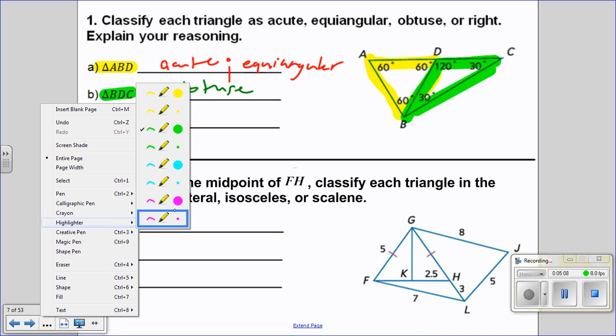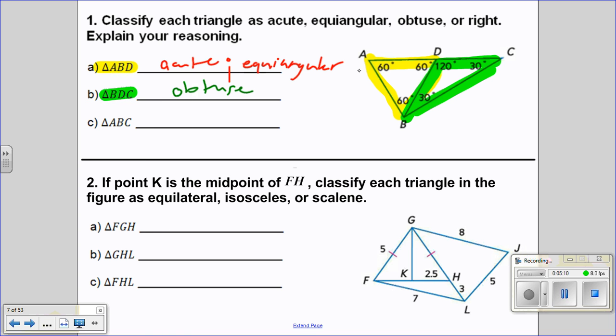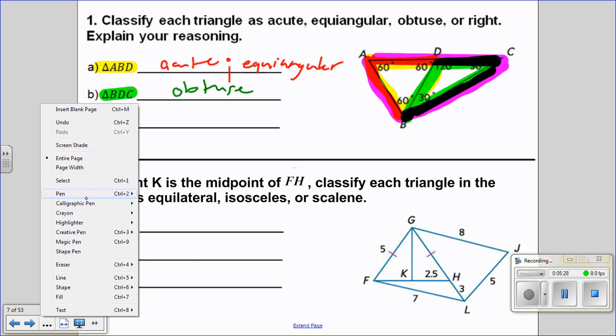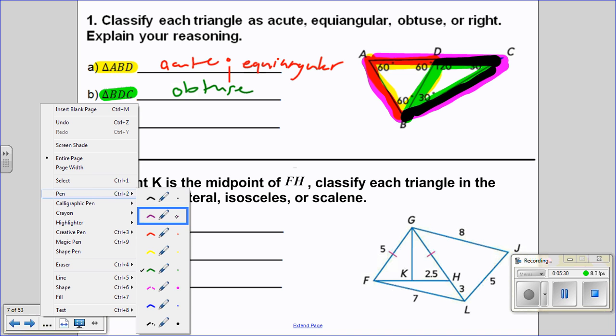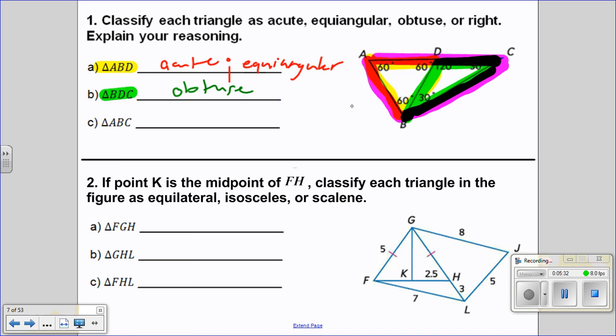Our last triangle of focus is triangle ABC. So if I trace it, it is the big triangle that is composed of the two smaller triangles. Corner A has a 60-degree angle. Corner C has a 30-degree angle. And then when you look at corner B, it is composed of two angles, which combined form 90 degrees. So it is a right triangle.